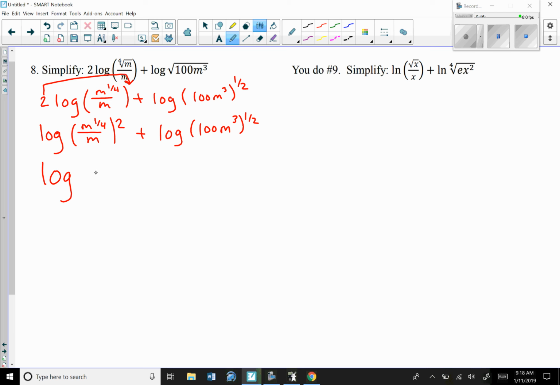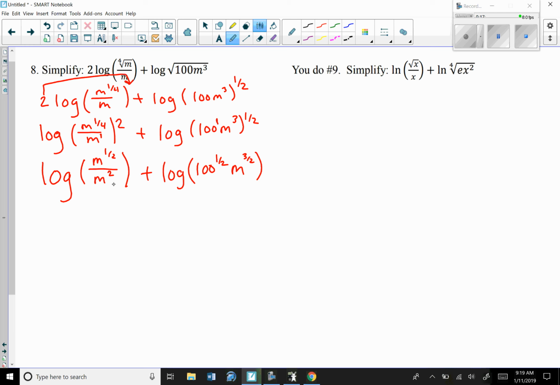So this would be the log of 1/4 times 2 is actually 1/2. So the log of m to the 1/2 power over, and remember this m is to the power of 1, so 1 times 2 is 2, so m squared plus, this is going to be the log of 100, and then this is to the power of 1, so that also needs to get the exponent, so 100 to the 1/2 power, and this would be m to the 3 times a half would be 3/2. And then we can go ahead and simplify.